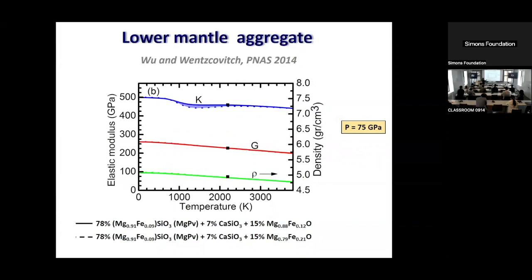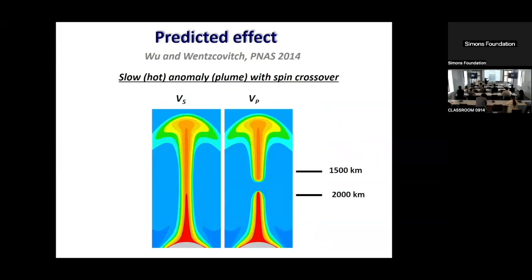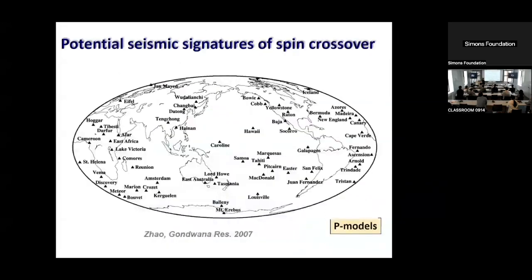So to make a long story short, what the signature should be if you have a plume coming from the core-mantle boundary, a high temperature conduit, a low velocity conduit in the shear velocity tomographic image, it happens that the sensitivity of the compressive velocity to lateral temperature variations decreases, because the shear and bulk modulus go in different directions. So this is the prediction, but in fact it was more of a postdiction.